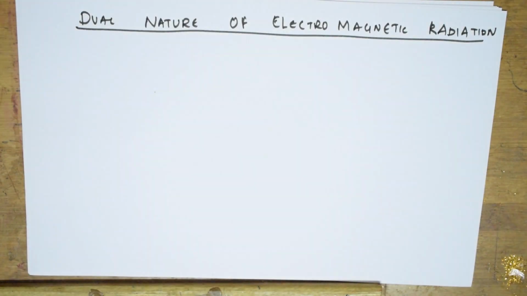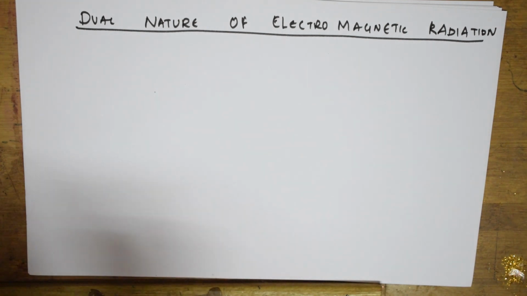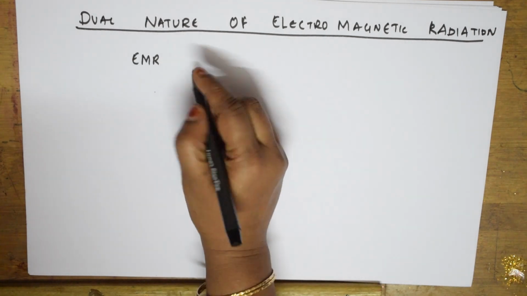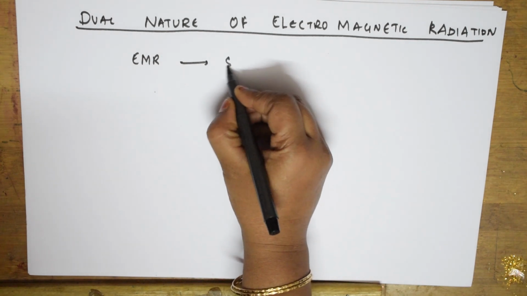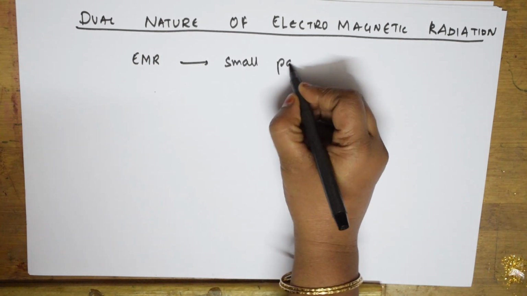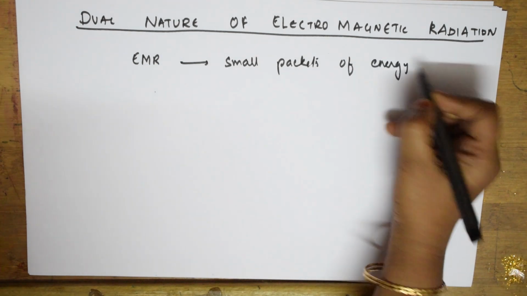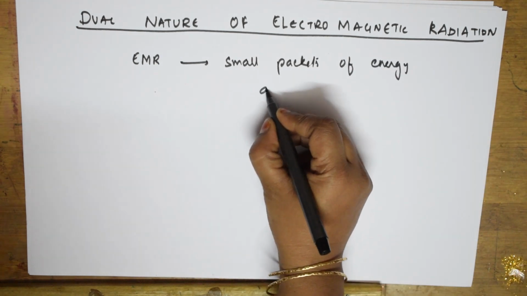After the photoelectric effect and blackbody radiation, let us come to a concept called the dual nature of electromagnetic radiation. So what did the photoelectric effect say? It clearly explained that electromagnetic radiation may consist of small packets of energy, isn't it? That is what we have seen in the concept. Let us write electromagnetic radiation as EMR. It contains small packets of energy. What are these small packets of energy called? They're called quanta.